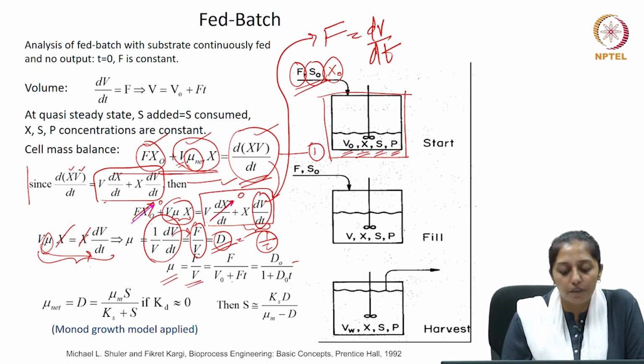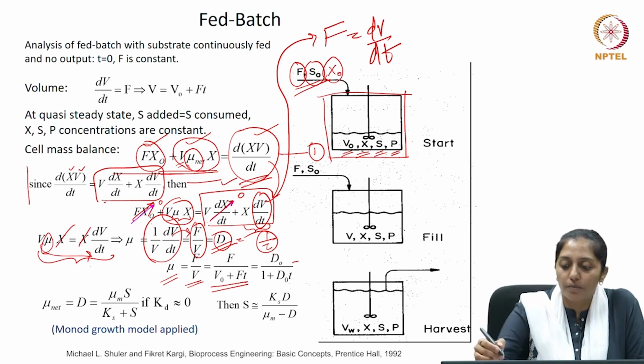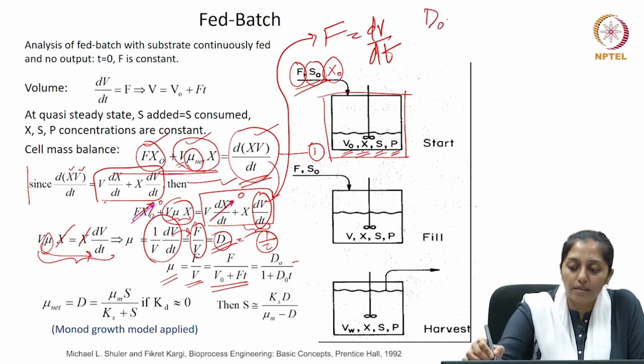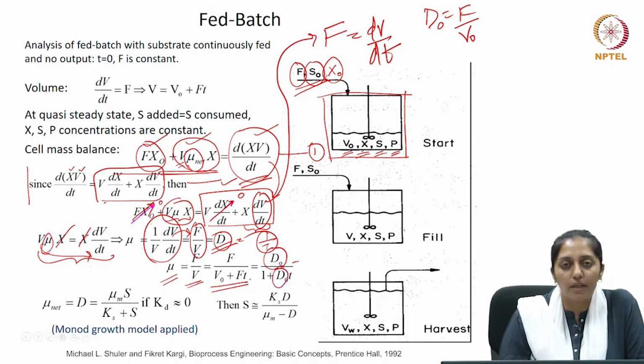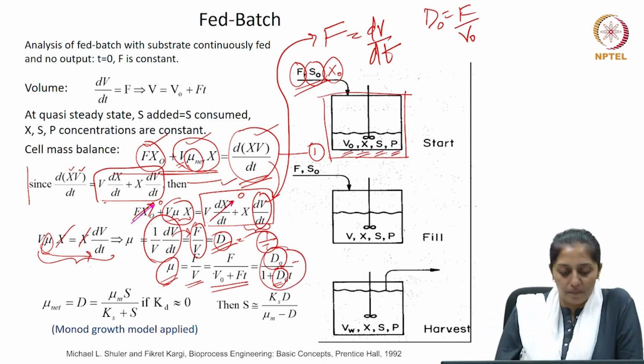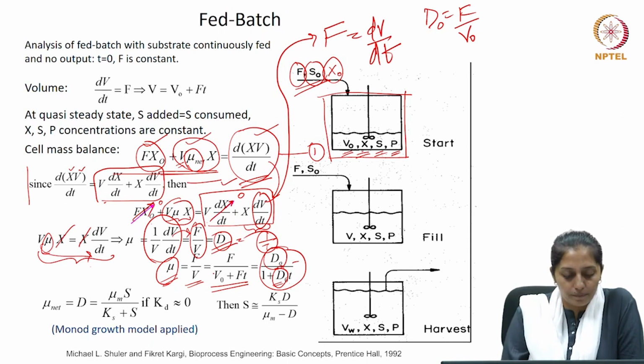Now, V can further be expanded in terms of F as given here, and let us assume the initial dilution rate as D naught, which will be F by V naught. V naught we know. So, further substitution has been done and this has been brought as a function of D naught, which is known. This is how mu will change with respect to time and D naught.